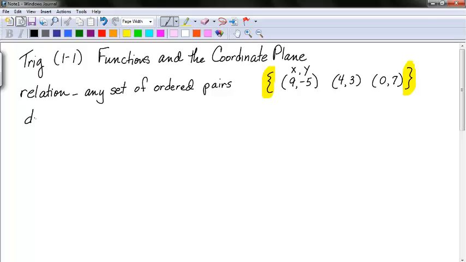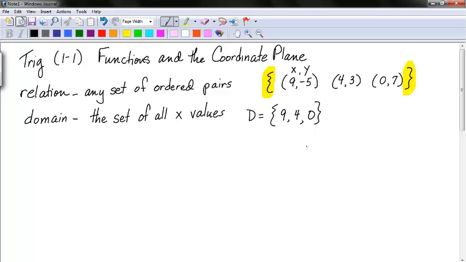Then another special definition you need is the domain. The domain is the set of all X values. Now, they might write it like this. The domain equals, in my relation that I've made up here, 9, 4, and 0. It's the set of all X values.